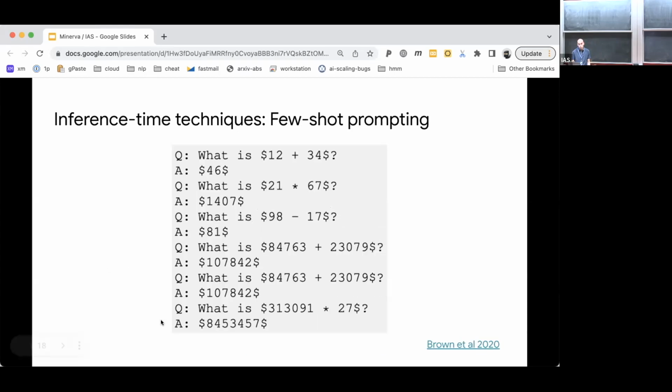Is this done during training or after? This is all at inference time, which means after we're done training, we're just using the model. So we're not training on any of this. It's just part of the input.